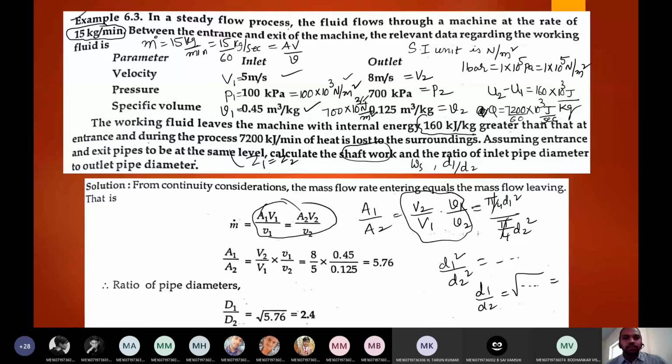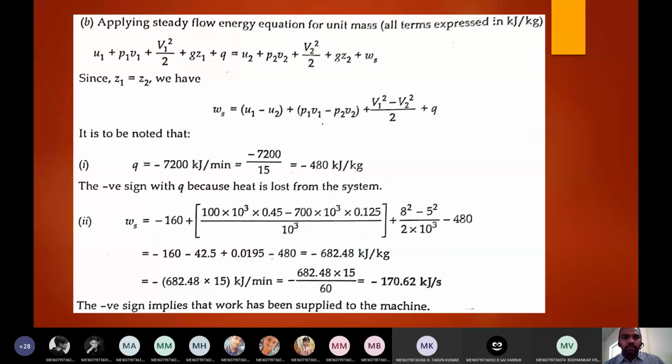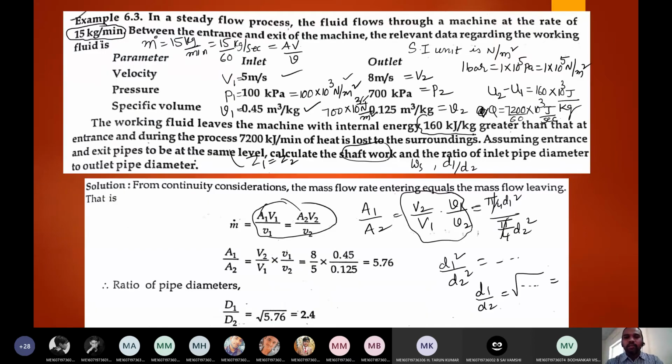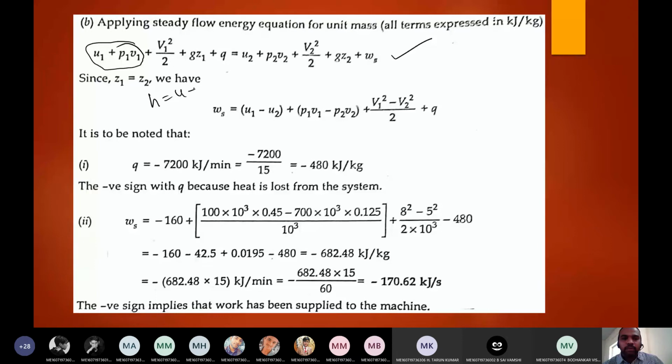Next it is asking for work. This is the basic steady flow energy equation we have. No doubt in this, we are all familiar. U1 plus P1 V1, that is, H1 is replaced. How to define H1? Because in this problem he discussed internal energy. He specified that the internal energy leaving the system is 160 kilojoules per kg greater than the inlet. The U2 minus U1 value is given. That's why enthalpy H is written as U plus PV. The definition of enthalpy is the sum of internal energy and the product of pressure and volume.